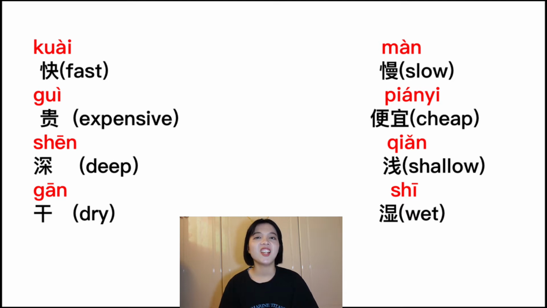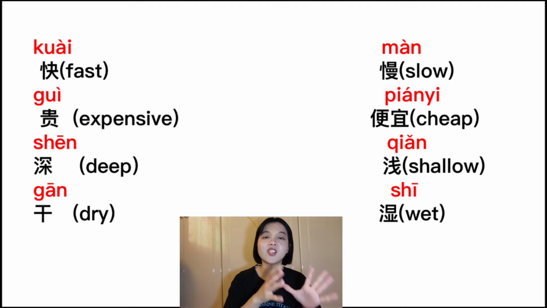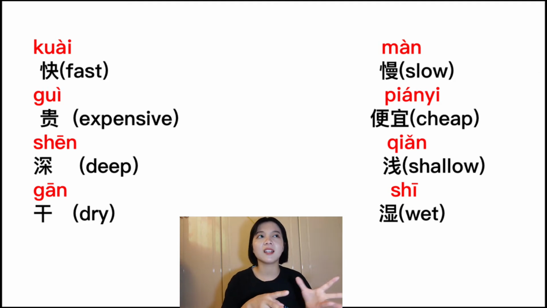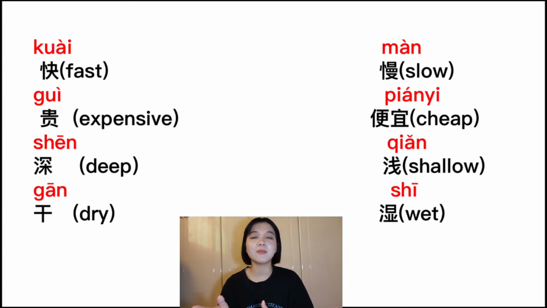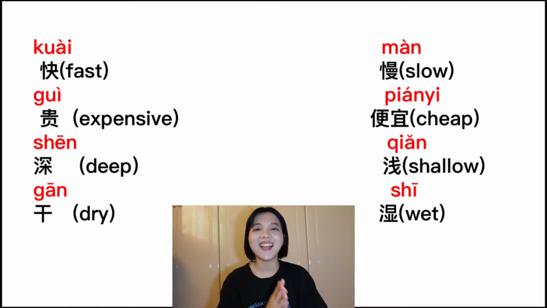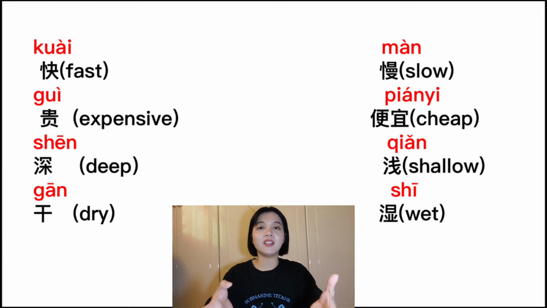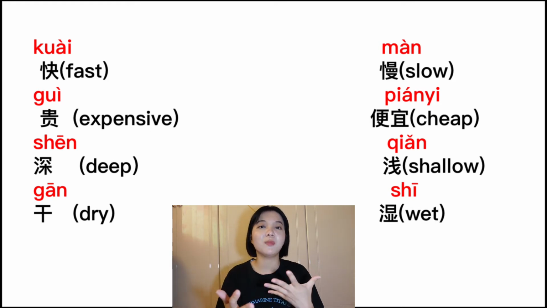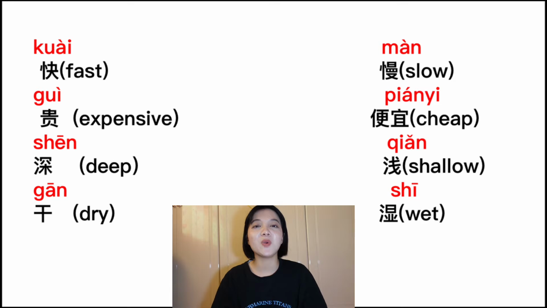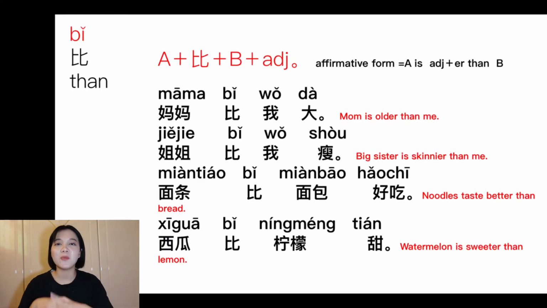And deep, 深, shallow, 浅. Remember when we learned the colors, we also say 深, it can be like dark blue, you can say 深蓝, and light blue, 浅蓝. 干 dry, the opposite 湿 wet. Okay, you can pause here a little bit and try to practice by yourself. Then we will use these to make real sentences. Okay, now let's check them one by one.